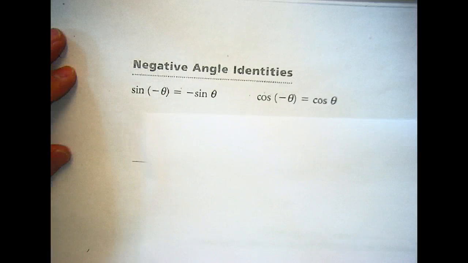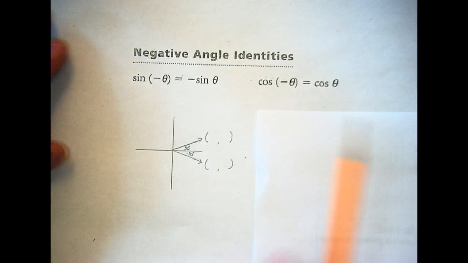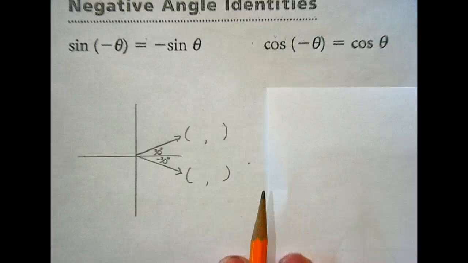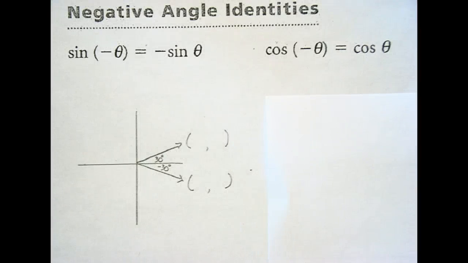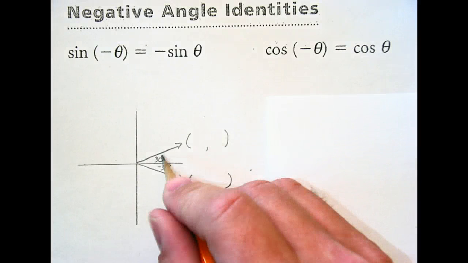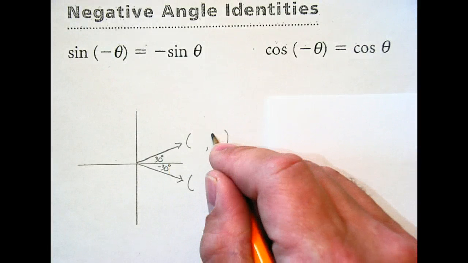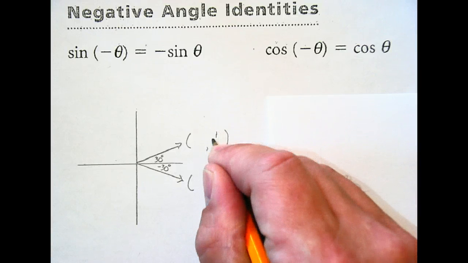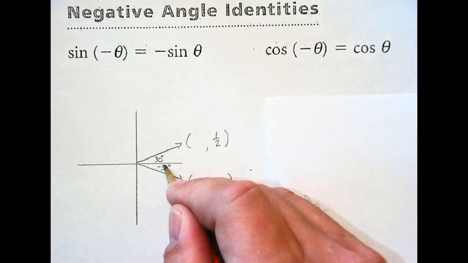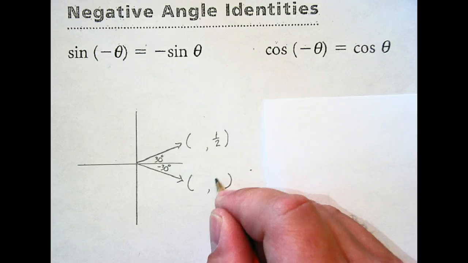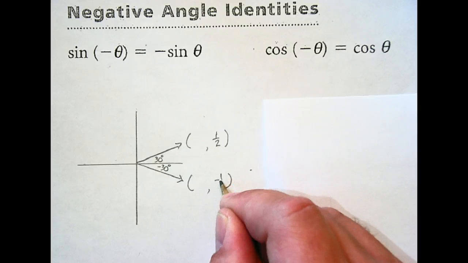When you start thinking about that in terms of a unit circle, you think about, say, 30 degrees. If I put 30 degrees in and I'm dealing with sine, what's y equal for sine 30? It's equal to 1/2. Now when I go down and do negative 30, I'm now equal to negative 1/2.